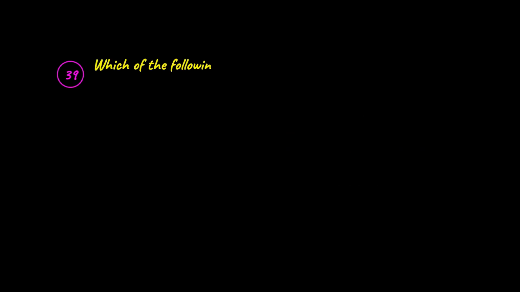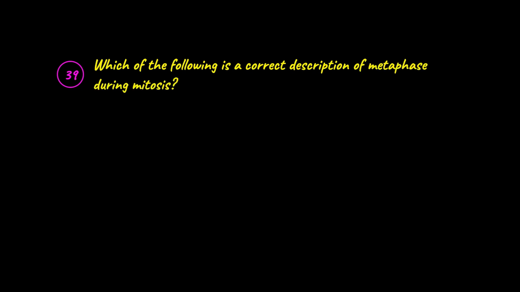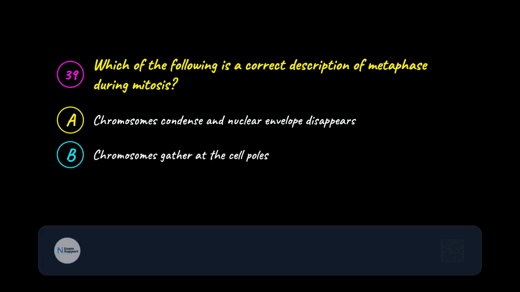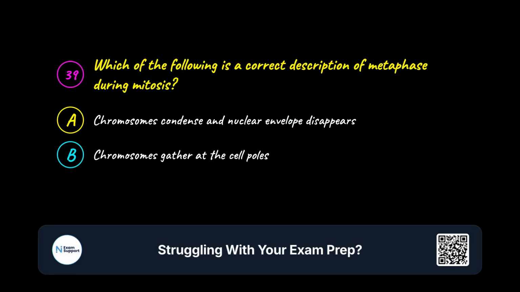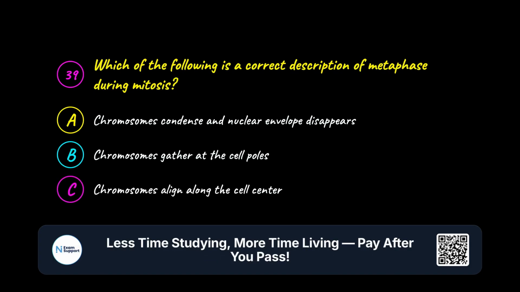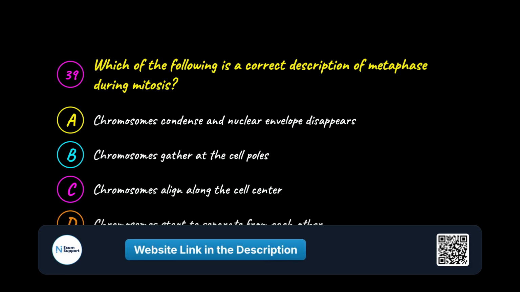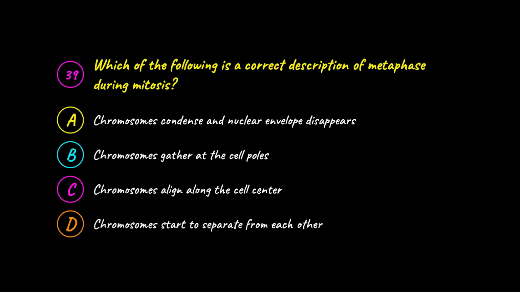Question 39. Which of the following is a correct description of metaphase during mitosis? Your options are: A. Chromosomes condense and nuclear envelope disappears. B. Chromosomes gather at the cell poles. C. Chromosomes align along the cell center. D. Chromosomes start to separate from each other. Don't overthink it. Which one feels right?